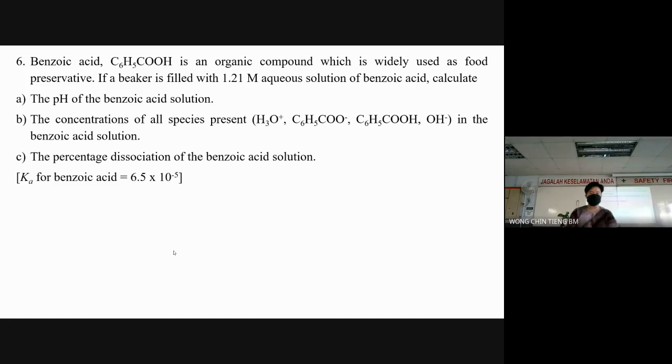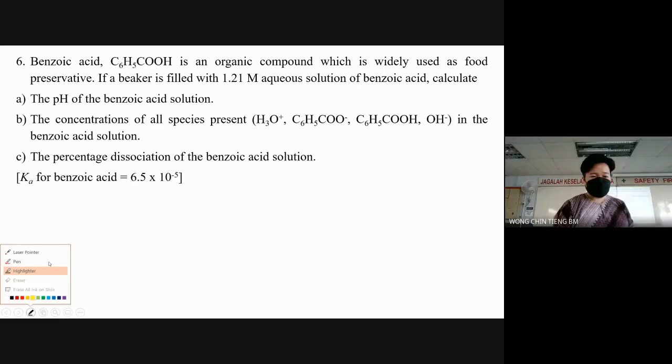So let's take a look at question 6. Benzoic acid is an organic compound which is widely used as a food preservative. If a beaker is filled with benzoic acid, calculate the pH of the benzoic acid. First question: is benzoic acid a weak acid or a weak base? Weak acid. Thank you.